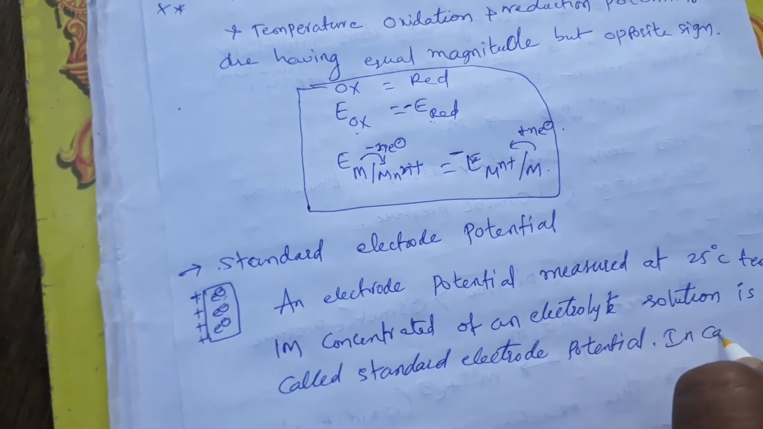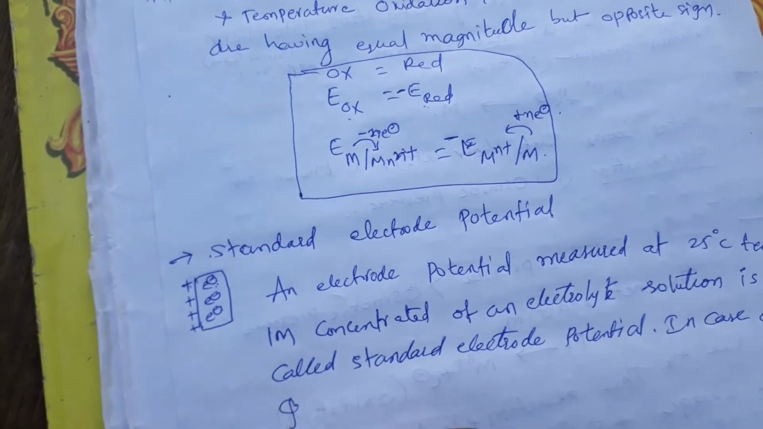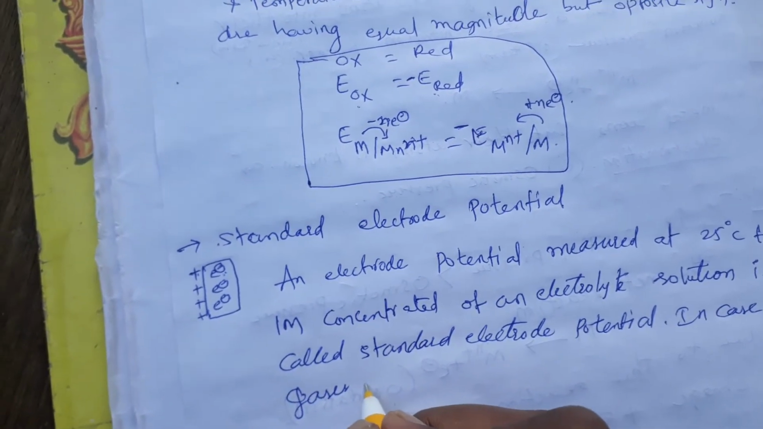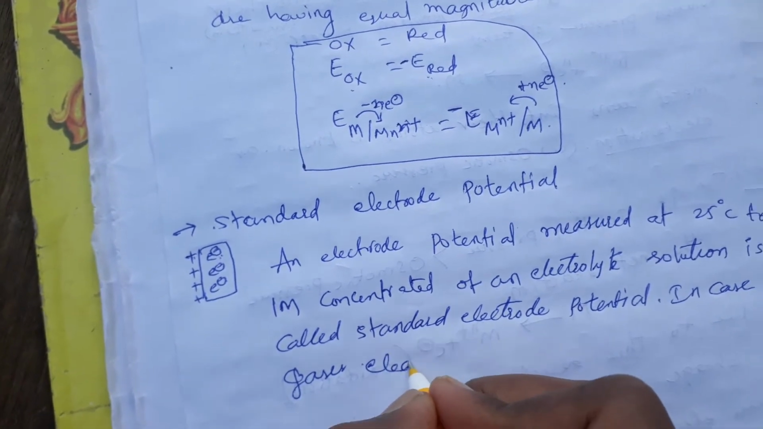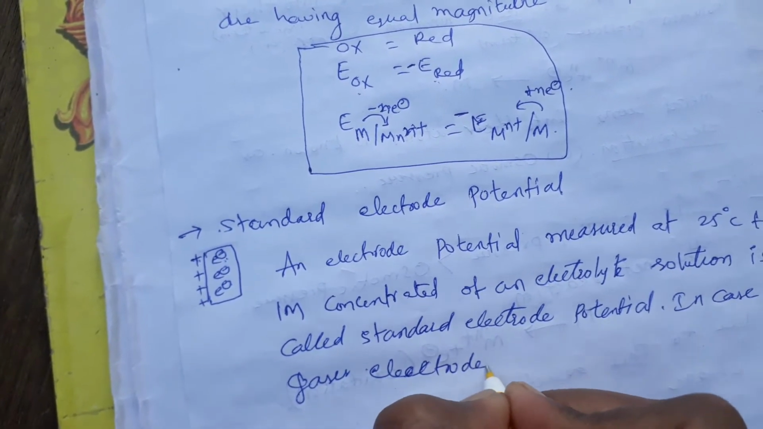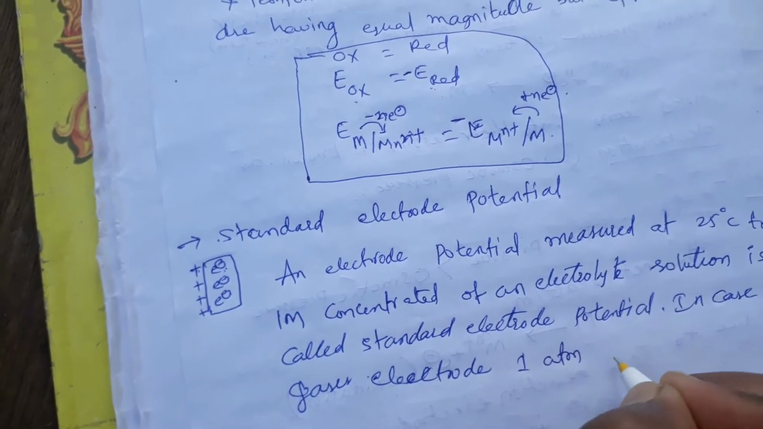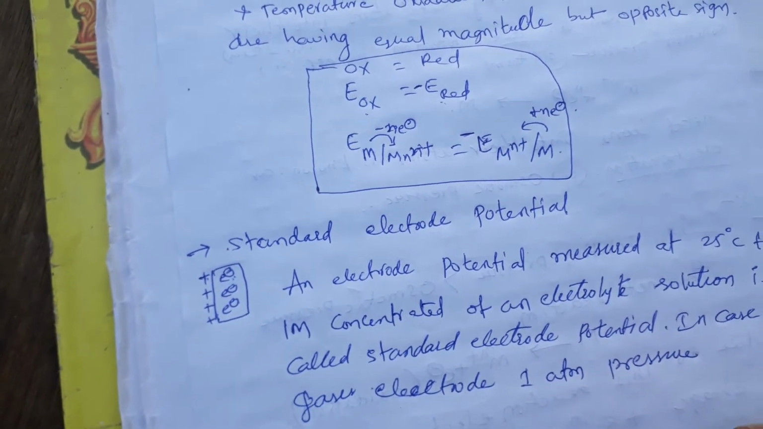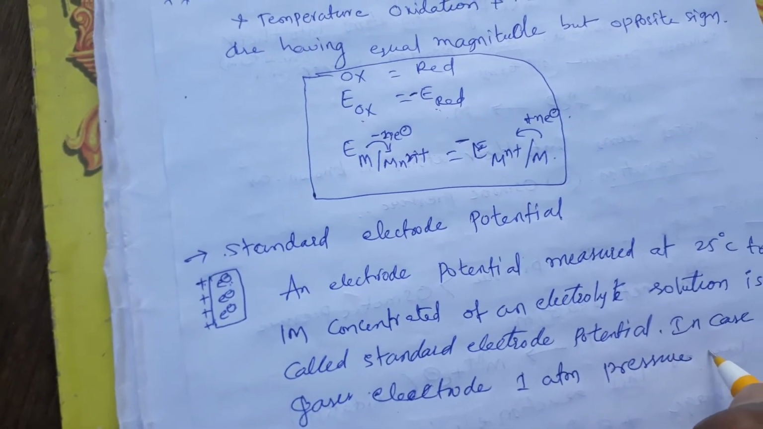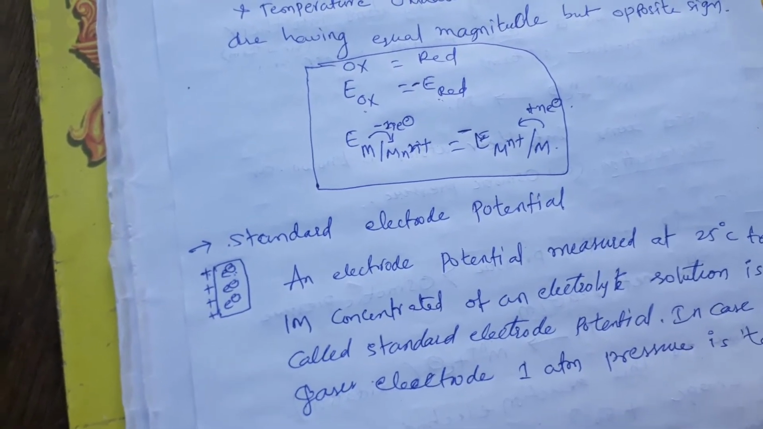In case of gases, the electrode is at 1 atmospheric pressure. That means room temperature and room atmospheric pressure is taken as standard.